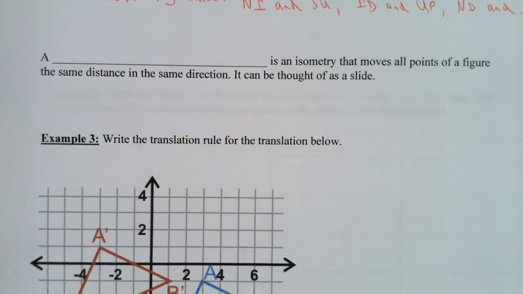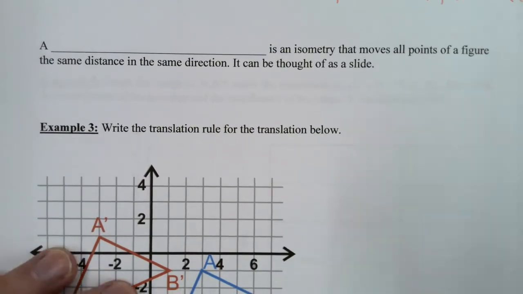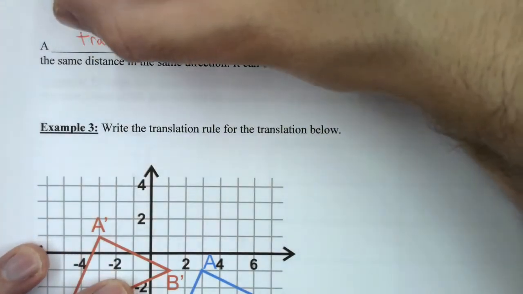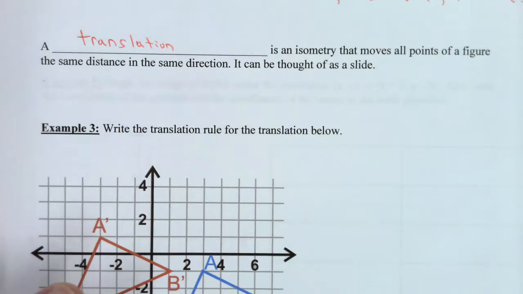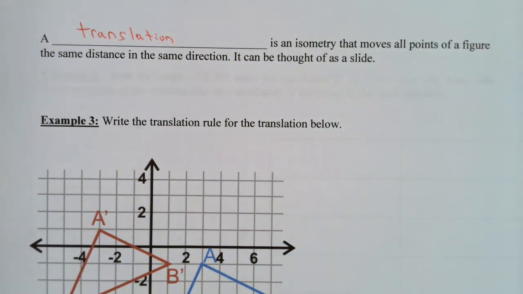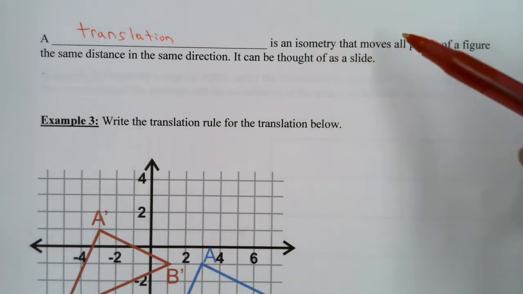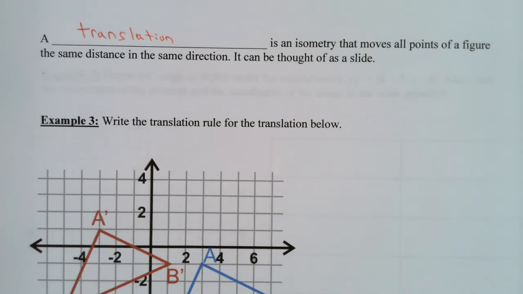This next definition is called a translation. We're going to focus on translations for the final page and a half of these notes. A translation is an isometry. In other words, it's a rigid motion. In other words, the preimage and image are congruent, the same shape and the same size. So it's an isometry that moves all points of a figure the same distance in the same direction. It can be thought of as a slide.